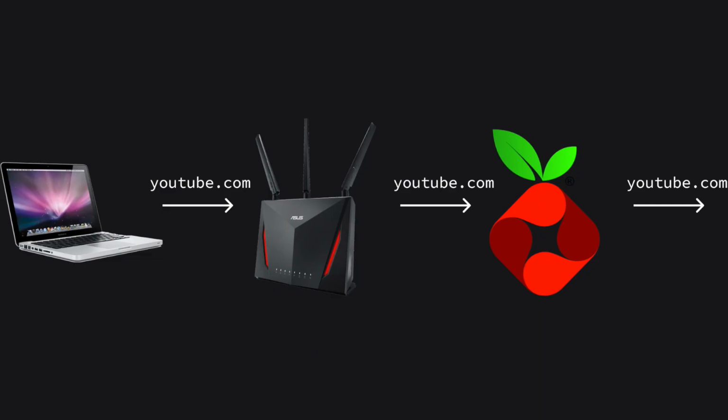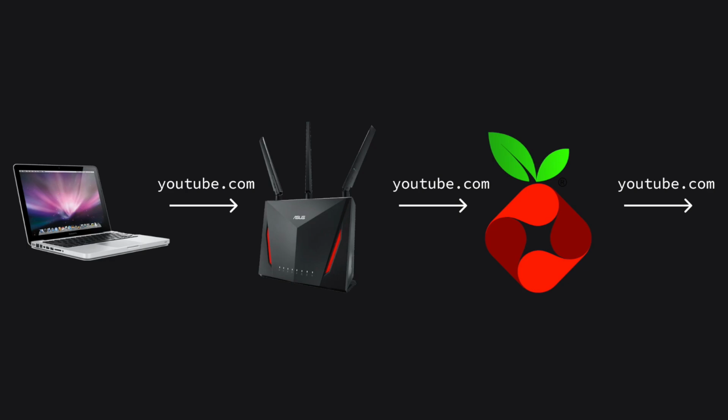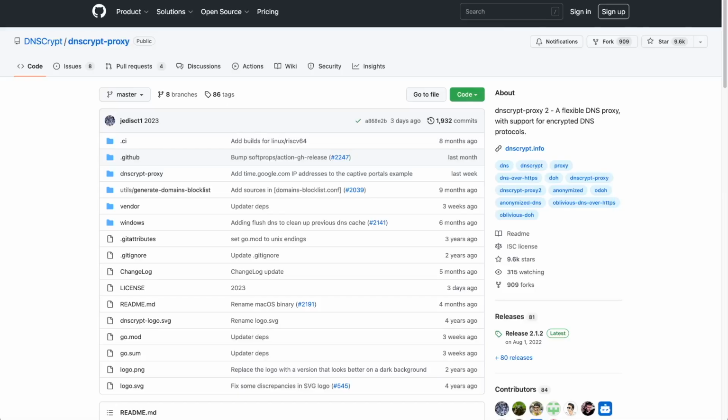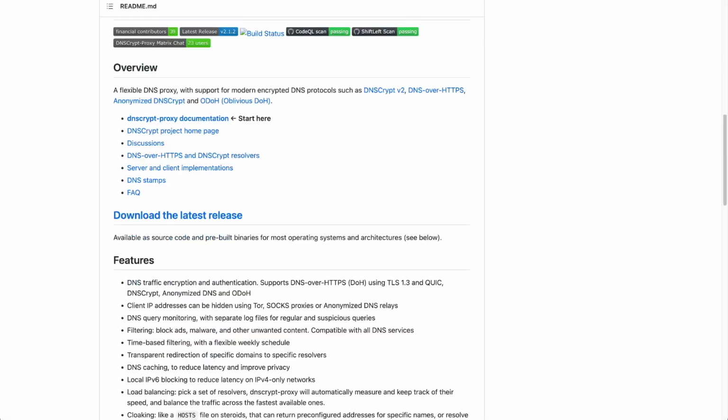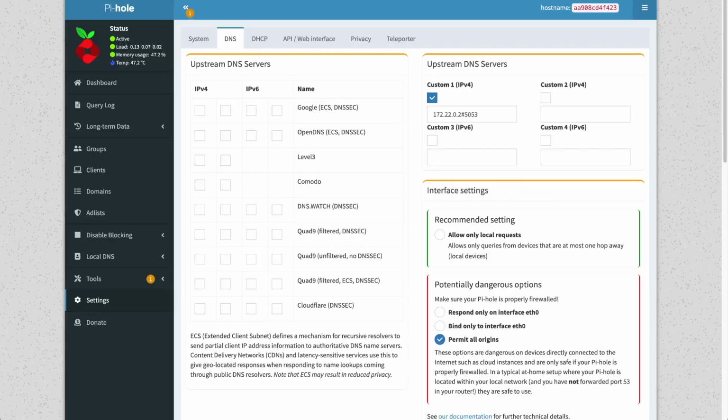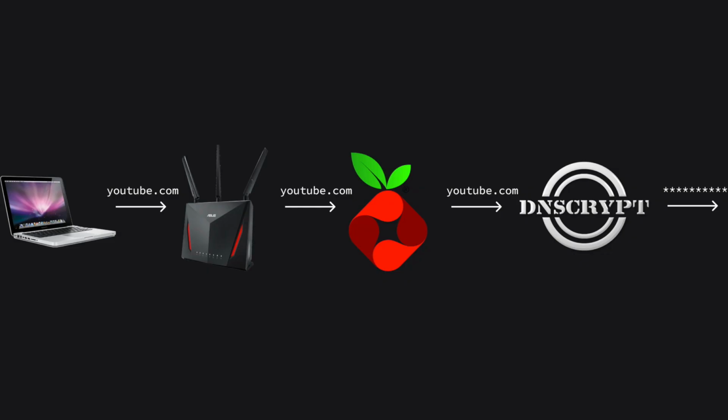But I don't think Pi-hole alone is enough for me, because DNS by default is in plain text. So people outside your home network can see what domain names you are looking for if they really want. To solve this, I run DNSCrypt to encrypt my DNS lookups using DNS over HTTPS. We can then customize Pi-hole to use DNSCrypt as upstream. That's all for my DNS.